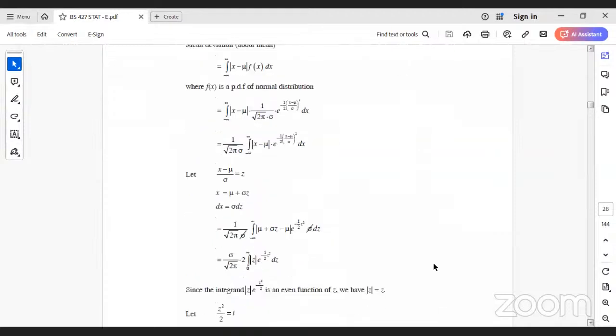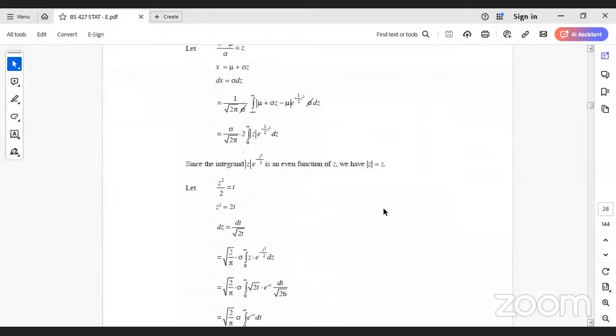1 by root pi into sigma, integration from minus infinity to infinity. Substituting the above values here, that is x minus mu is sigma z, minus e power minus 2z whole square, sigma dz. Here sigma gets cancelled. So sigma by root pi, and the constant 2 we are taking here. Applying these values after the derivation, 2 into integration of 0 to infinity modulus of z e power minus 1 by 2 z square dz. The integrand is z e power minus z square by 2, an even function, and modulus of z is equal to z. Let z square by 2 be equal to t.